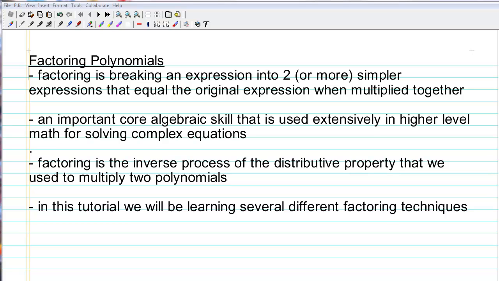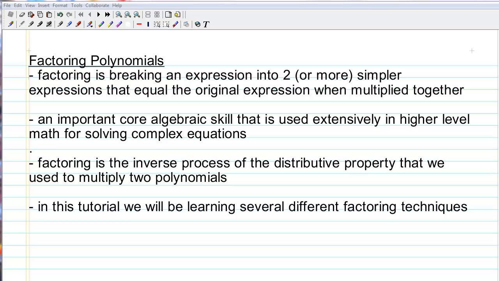This is Mr. T. Today's lesson is on factoring polynomials. In this lesson we're going to be covering several different factoring techniques that are going to be critical for your future success in math. When we talk about factoring, we're talking about breaking an expression into two or more smaller or simpler expressions that, if we multiply those simpler expressions together, we get back our original expression.